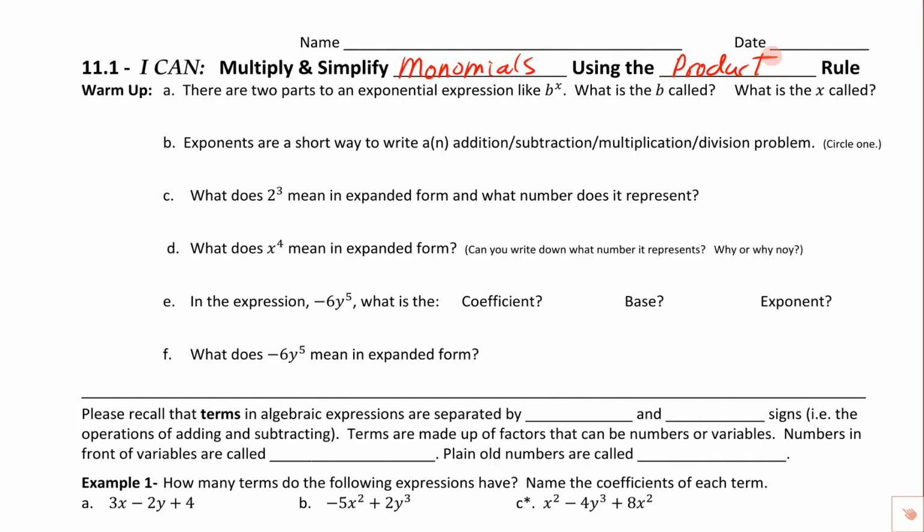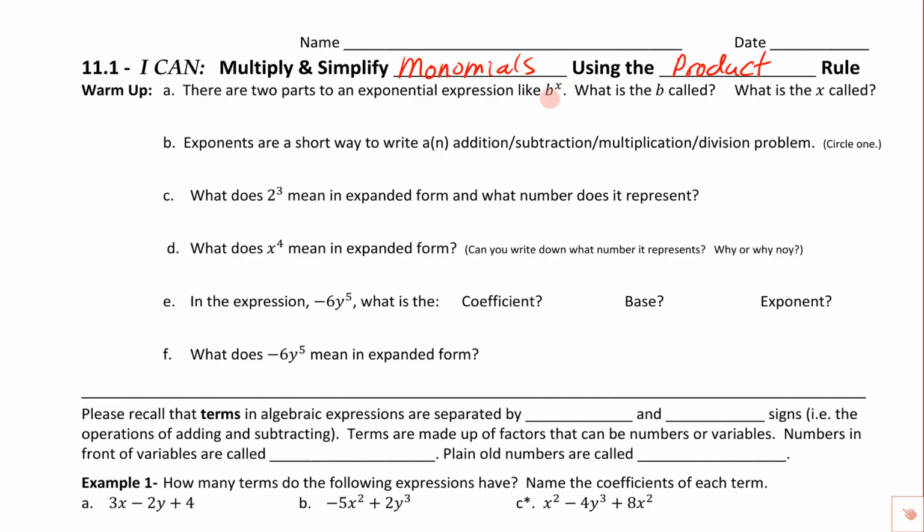So the product rule for exponents. Go ahead and write those down there. So we've got monomials right here and then product rule right there. So the warm-up here, let's take a look at this. It says there are two parts to an exponential expression like b to the x. What is the b called and what is the x called?